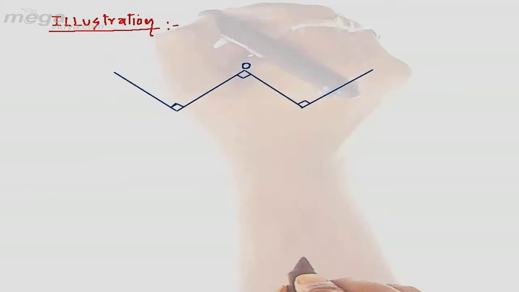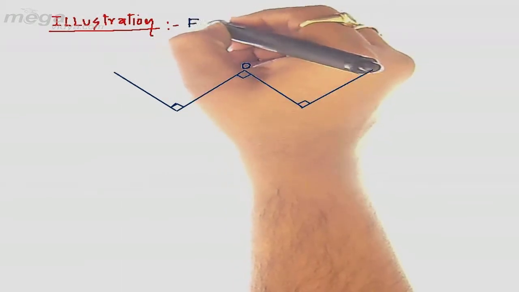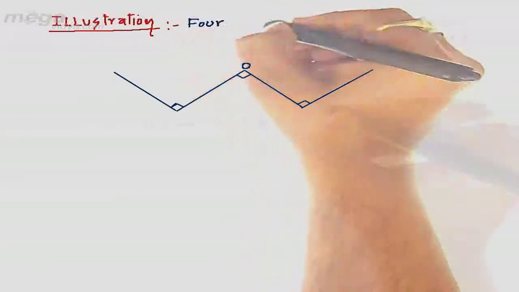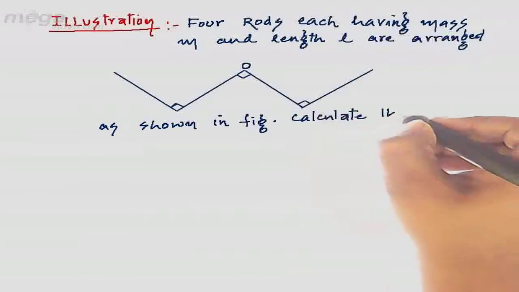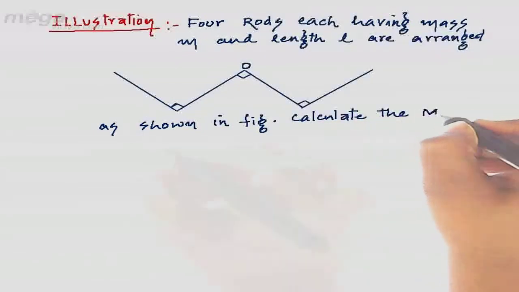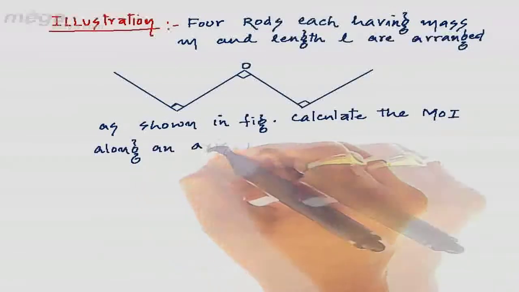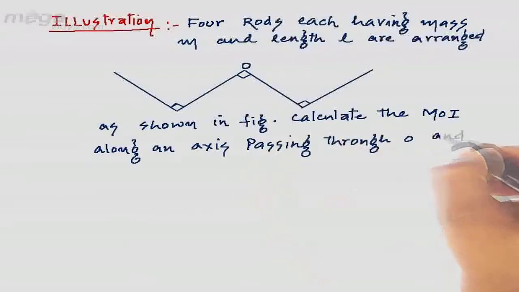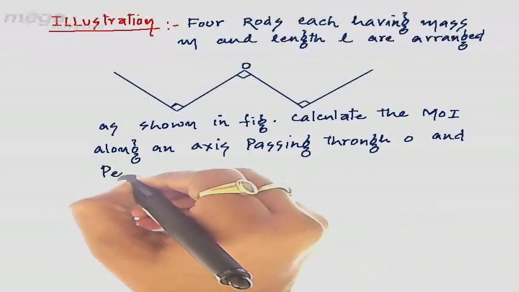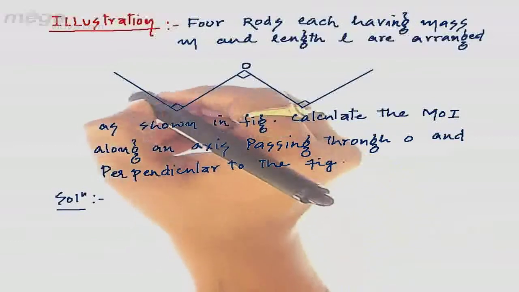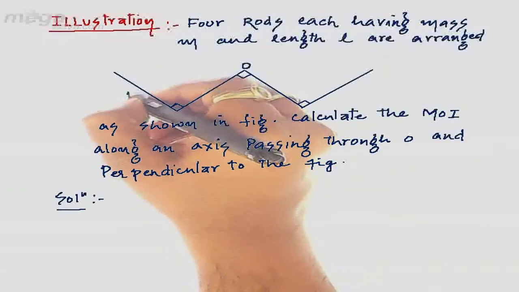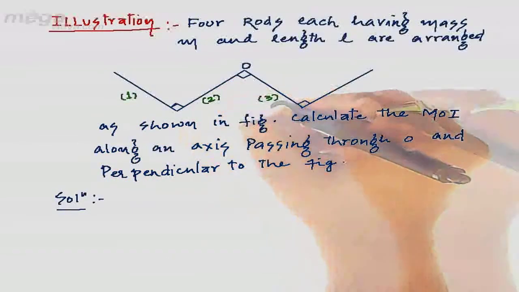Let's take an illustration today. In the above figure, 4 rods are given, arranged as shown in the figure. We have to calculate the moment of inertia along an axis passing through O and perpendicular to this given figure. For our convenience, let's number the rods as 1, 2, 3 and 4.